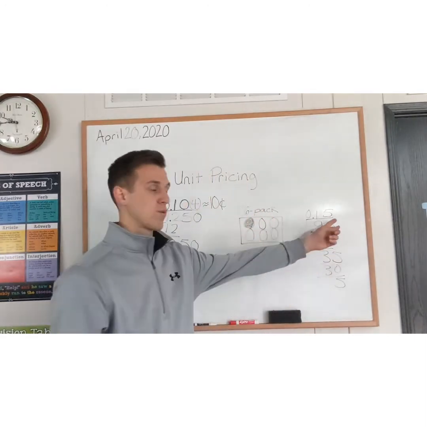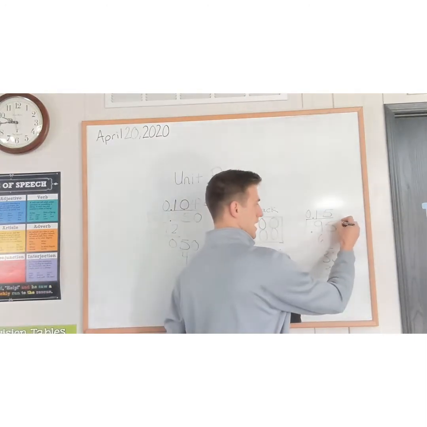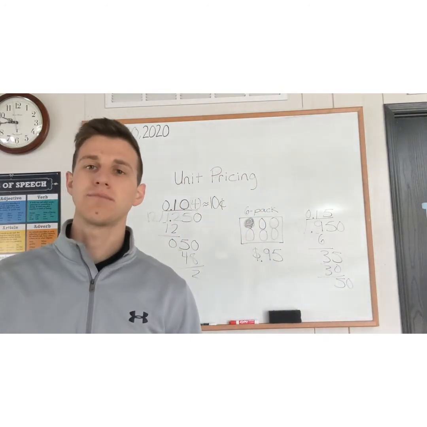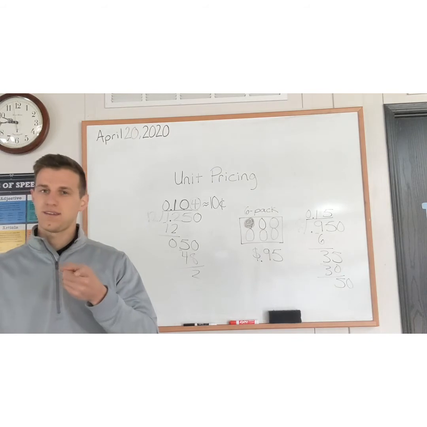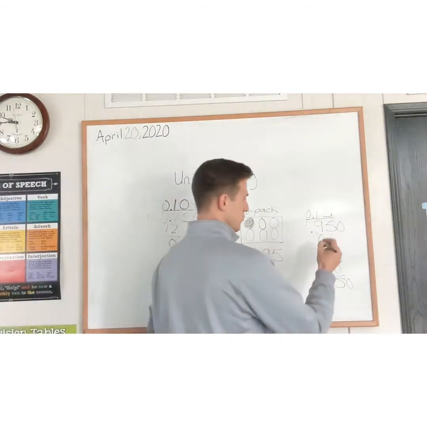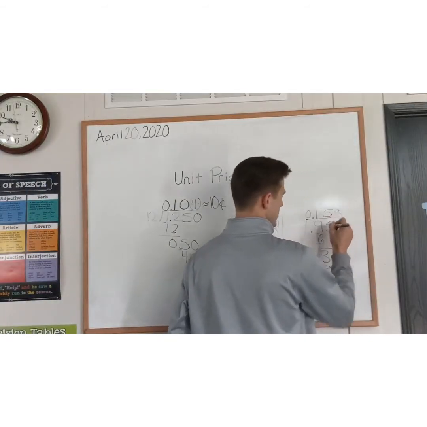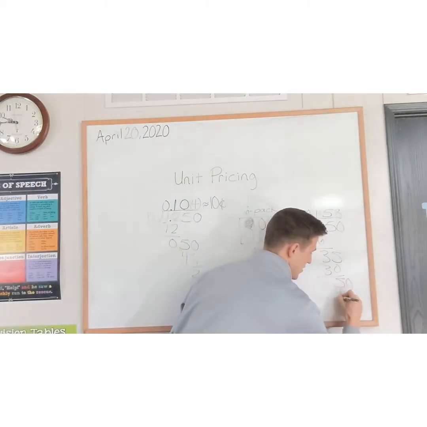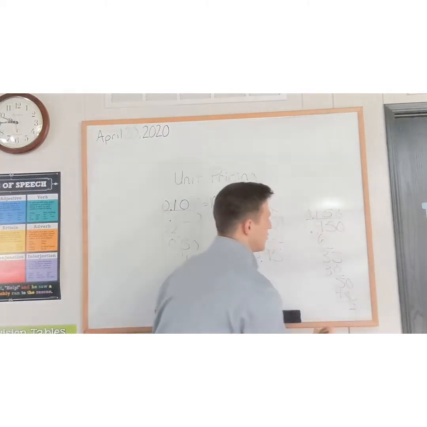But remember, we're going to round to our nearest cent. So we're going to add one more 0. 6 goes into 50 how many times? 8, right? So we have 8 here. And then 6 times 8 would be 48. We have 2 left over.